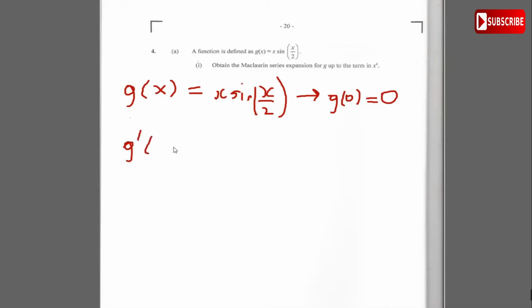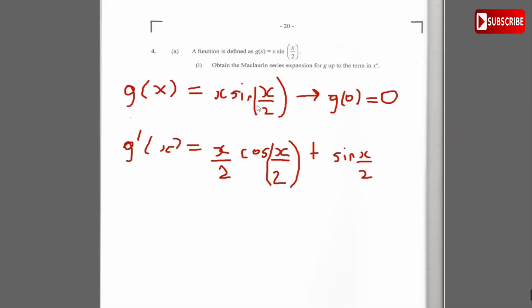G prime of x is going to be equal to, we're going to have to use product rule to differentiate this. Keep the first, and when you differentiate the second, sine x over 2, you get cos x over 2 times a half. So I can write it as x over 2, cos x over 2, plus, you keep the second, times the derivative of the first, so you get plus sine x over 2 times the derivative of x, which is 1. So that's g prime of x.